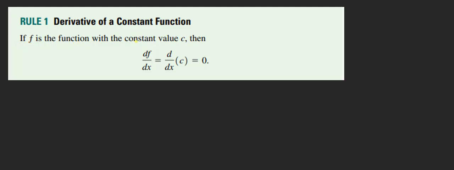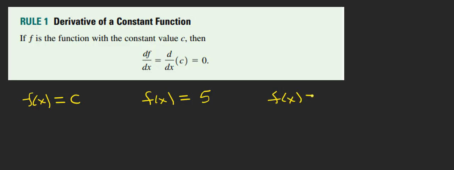If f is a function with a constant value c, so for example, if f of x equals c, in other words, f of x could be equal to 5, f of x could be equal to -2, any real number c, then the derivative of f with respect to x, that's what df over dx means, is d over dx of c, which means the derivative or the slope of c, which is always going to be 0.